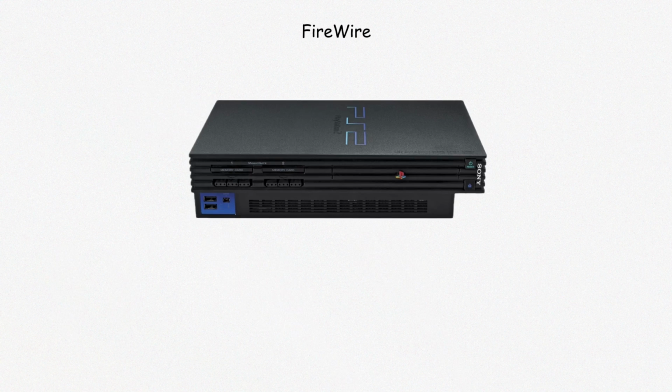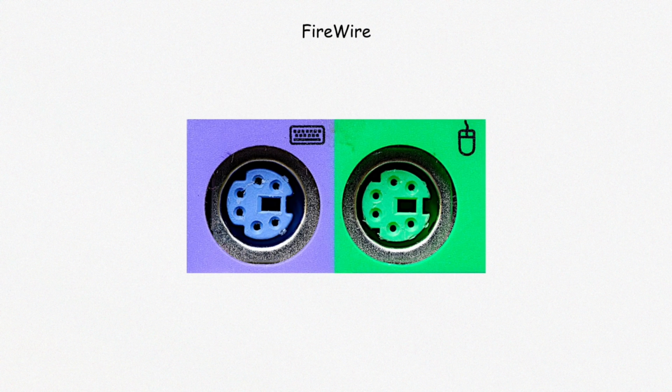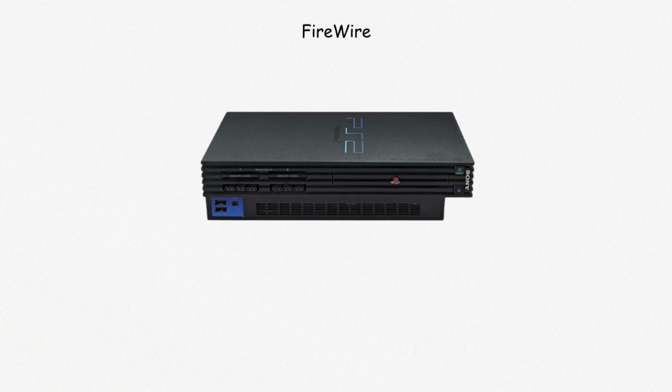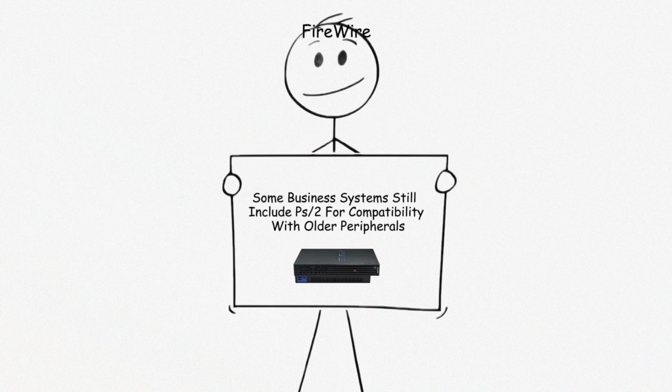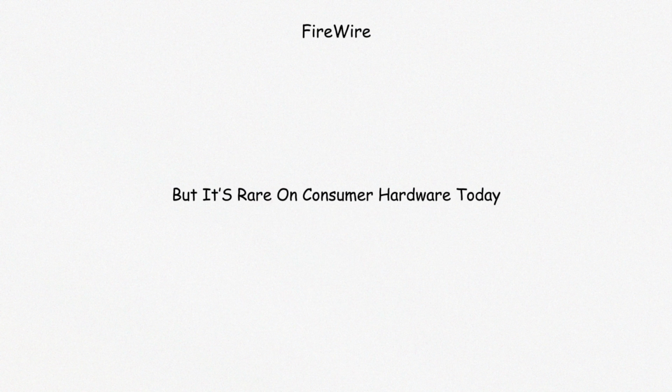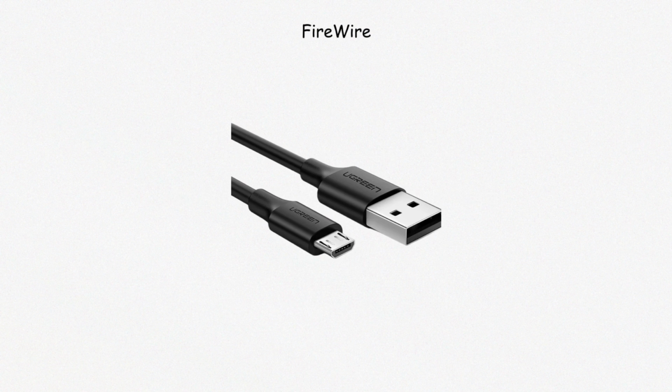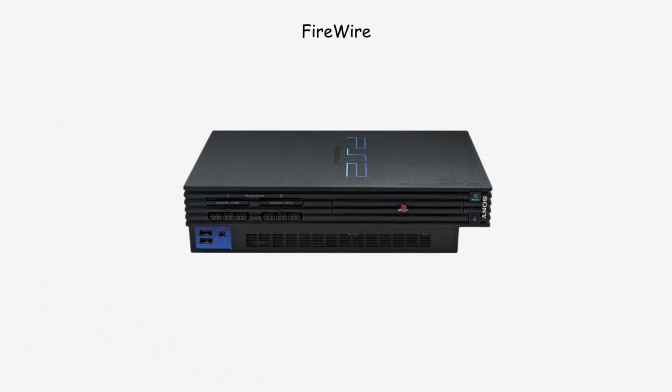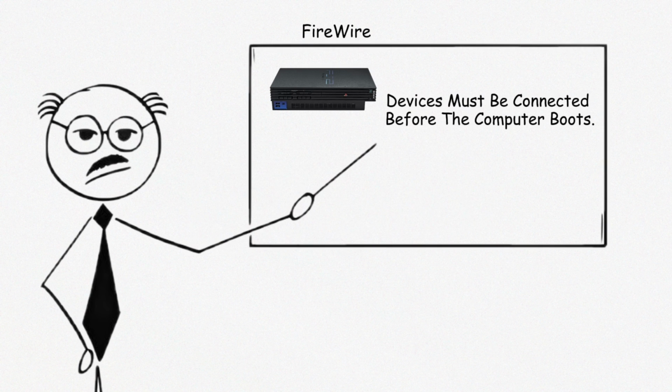PS2 ports are round connectors used for connecting keyboards and mice. They were color-coded, purple for keyboard, green for mouse. PS2 allows direct communication with the motherboard, avoiding some of the latency or polling delays seen in USB. Some business systems still include PS2 for compatibility with older peripherals, but it's rare on consumer hardware today. Unlike USB, PS2 does not support hot plugging. Devices must be connected before the computer boots.